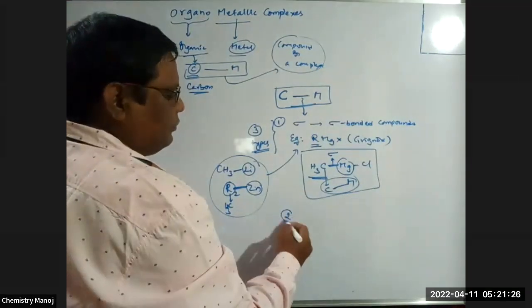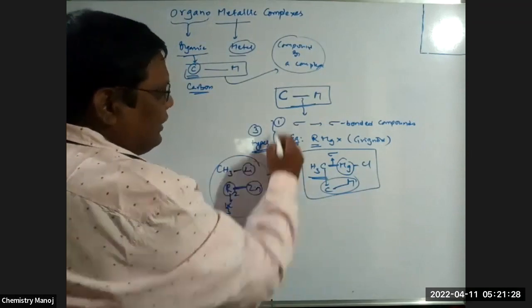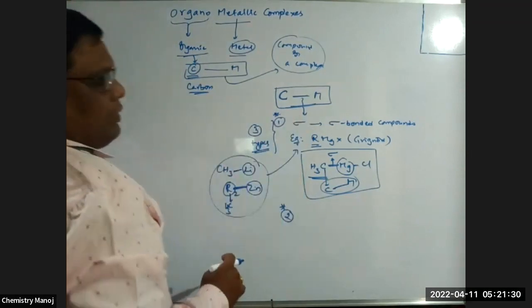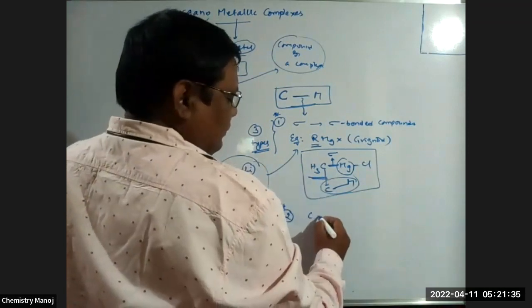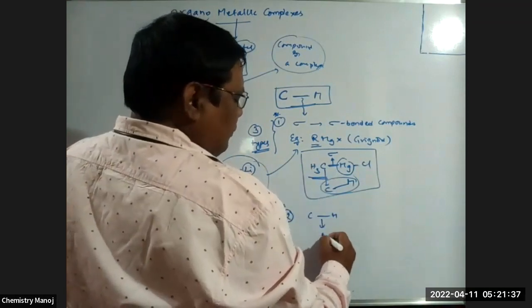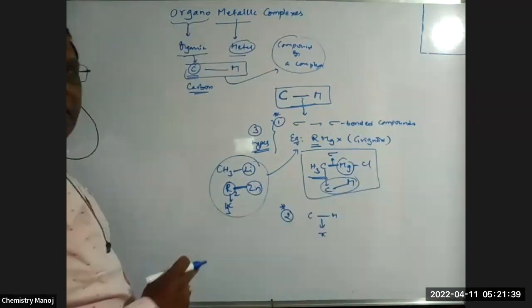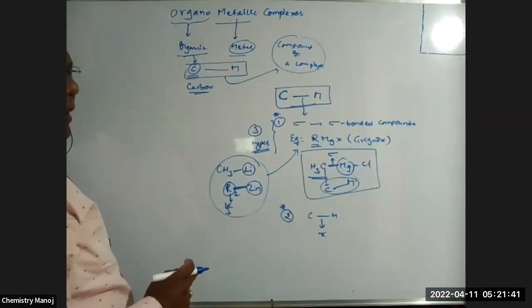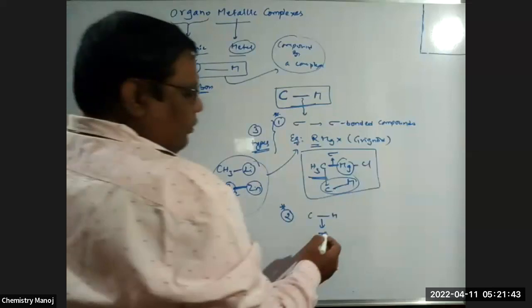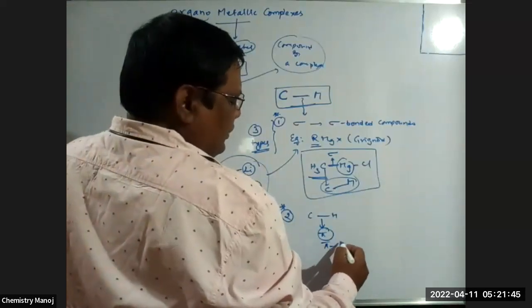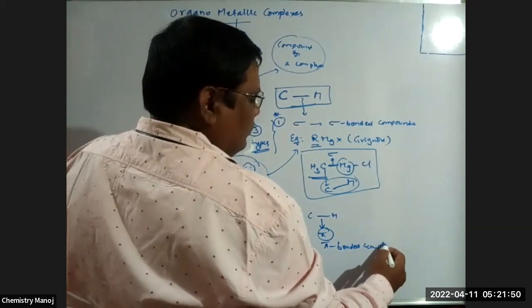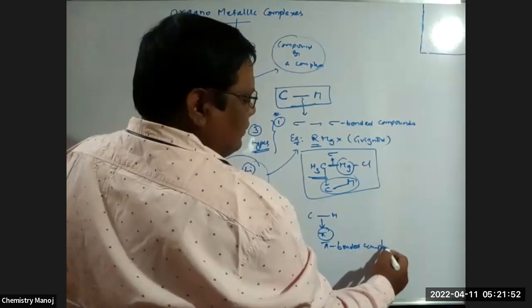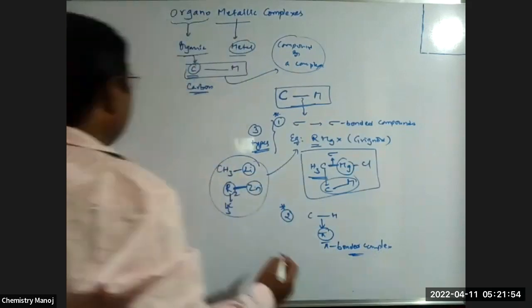The second one, an important one. All these are important, no doubt. In the second one, between metal and carbon, the bond is a pi bond only. Only pi bonded electrons are involved. Those are pi compounds, pi bonded compounds or complexes.